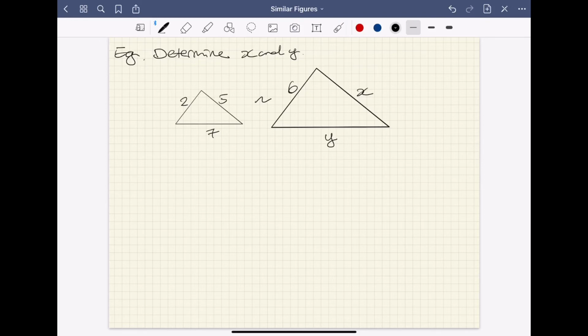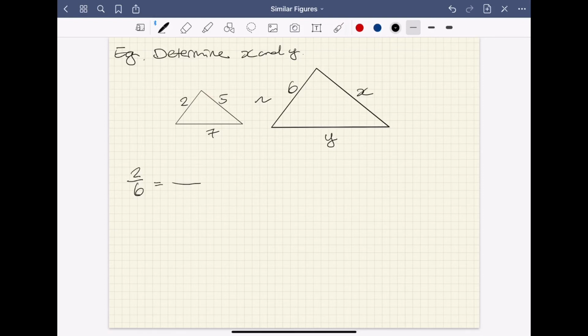Okay, so from the question here, we can see that the corresponding side for 2 is 6. So we can write down 2 over 6 equal to, let's do x first. What's the corresponding side for x? It will be the 5, right? But which one do we write on top? Which one do we write on bottom?